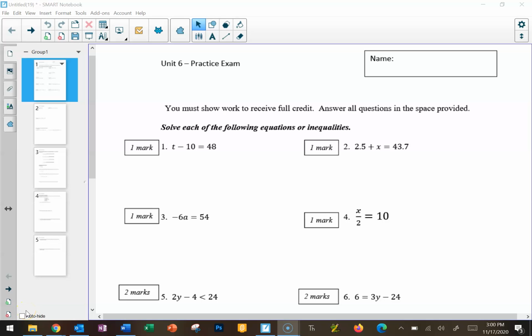Hi grade 9s, congratulations on making it through Unit 6. Today we're going to do the Unit 6 practice exam, and I'm going to go through and show you how I answer these and the thought process behind it.